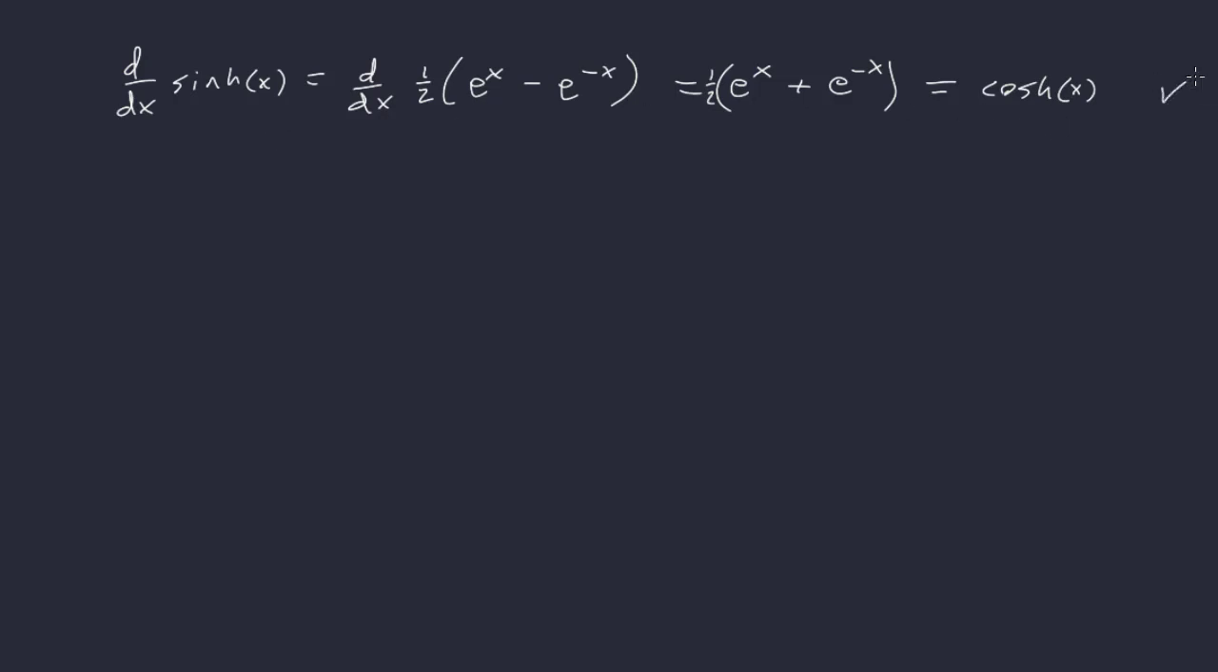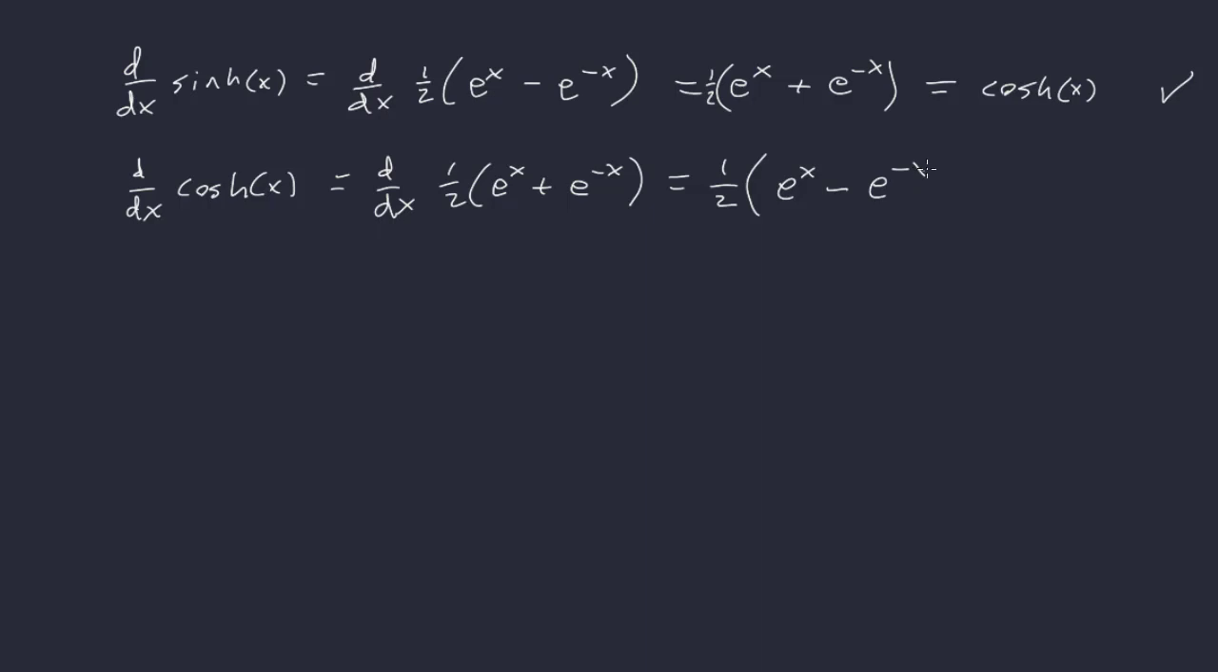Well, that matches exactly because the derivative of sine is cosine. Right? Now here's where the difference starts to show up. It's still very similar, but when we take the derivative of cosh, right, we'll see it's the derivative of 1/2 times e to the x plus e to the negative x. In that derivative, well, the 1/2 comes along for the ride. Derivative of e to the x is itself. The derivative of e to the negative x is negative e to the negative x. And that is literally just sinh.